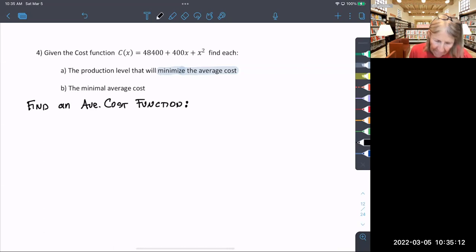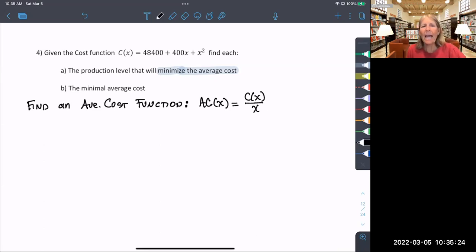Now, if you look back at those formulas I gave you before, if you want to find average cost, I'll abbreviate AC of X, all you do is take your cost function and divide it by X. That's how you get an average cost function. So that's the function I need to do my derivative of, and so on like that. Okay, so let's get average cost.